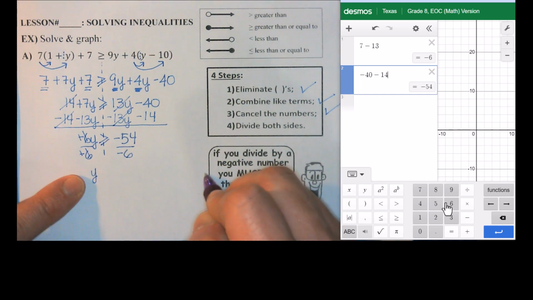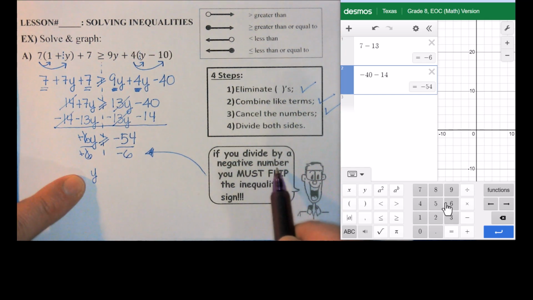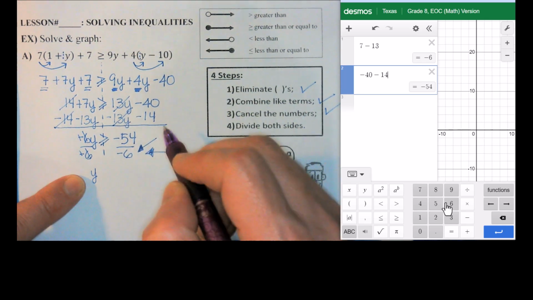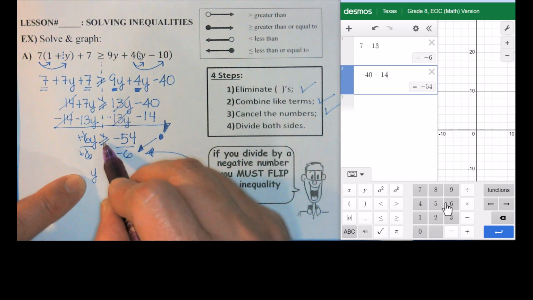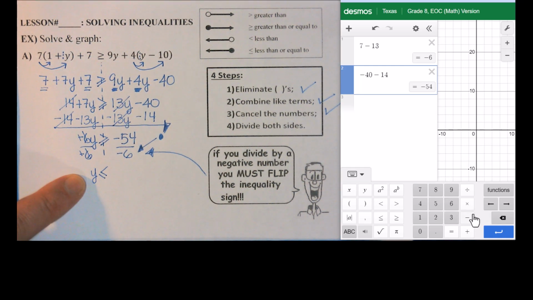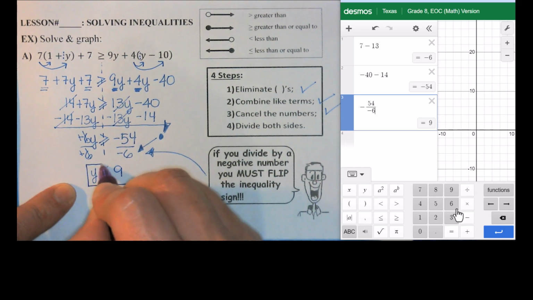Now we come to this special rule in solving inequalities. If you divide by a negative number, you must flip the inequality sign. So if you notice right here, we're dividing by a number that is negative 6 on the bottom there. So anytime you divide by a negative number, you need to flip the inequality sign. So we're going to flip the inequality sign. And now we perform the division. So we have negative 54 divided by negative 6. And we get positive 9. So that is our answer for this inequality.